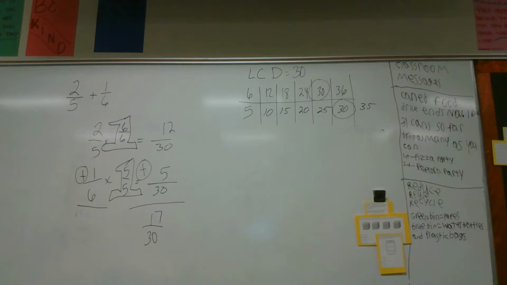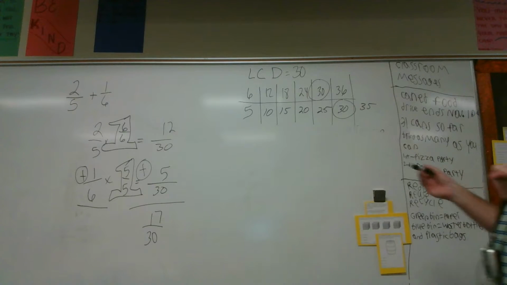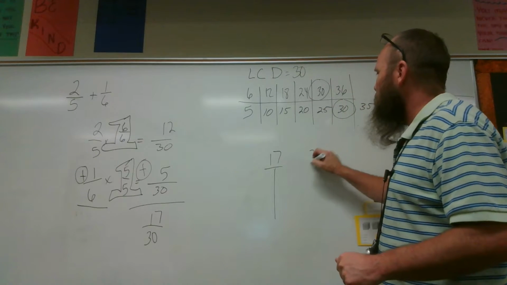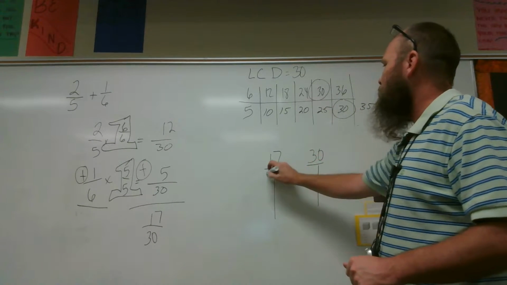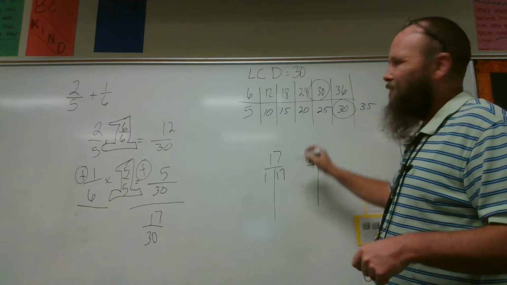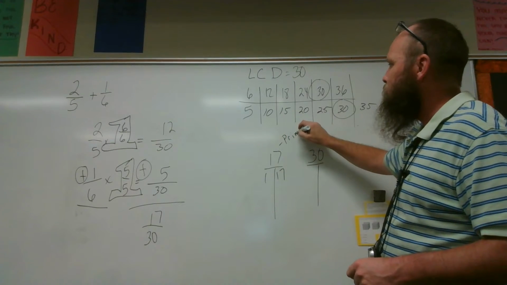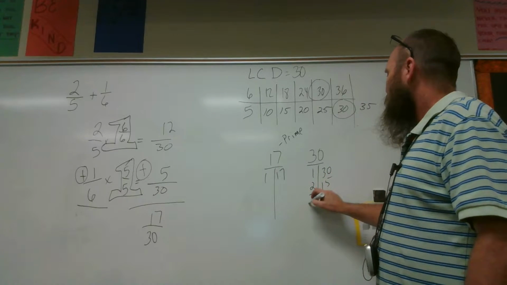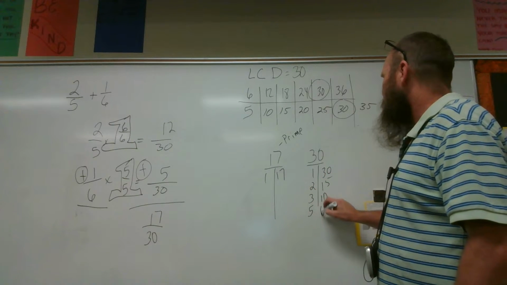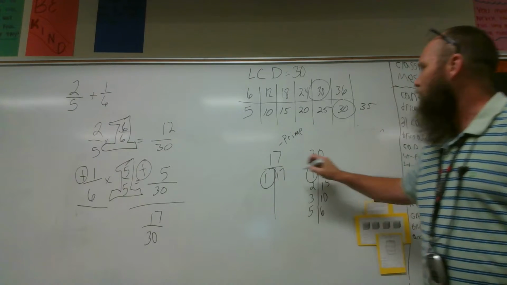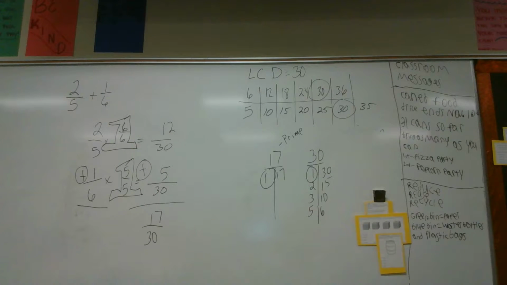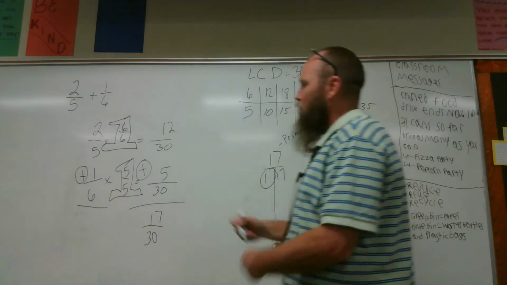Now I don't know if I'm done, because I need to check and see if I can simplify. So I have to find the greatest common factor for 17 and 30. 1 and 17, it's prime, so that's all it is. 30, I have 1 and 30, 2 and 15, 3 and 10, 5 and 6. The greatest common factor is 1. If my greatest common factor is 1, then that fraction is already in simplified form.